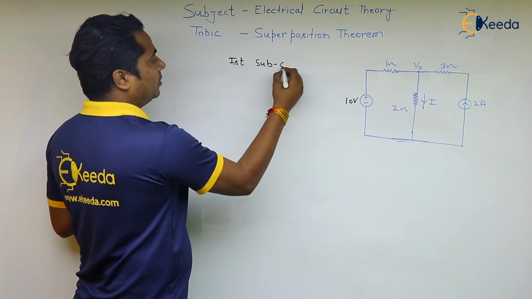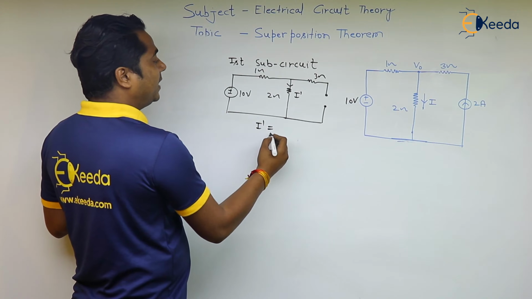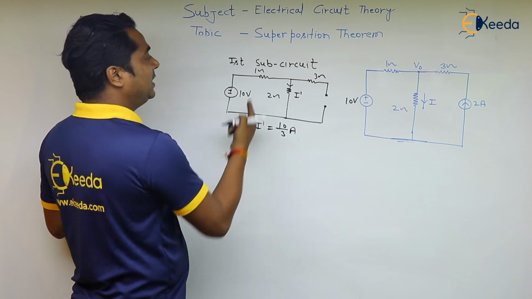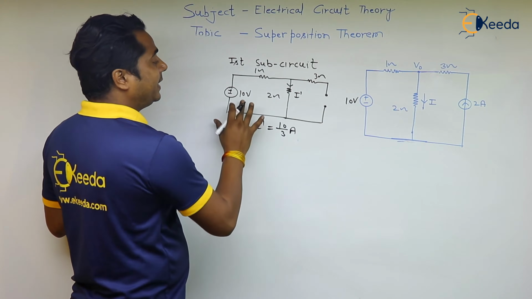Then we have to cut out the other source from this circuit. Here is the 10 volt source, this is 1 ohm, and this is 2 ohm, and this will be your I dash. This is your 3 ohm, and this will be open circuited because this is the current source. And now we can calculate the I dash value from here. I dash will be directly 10 upon 3 ampere. This is the first sub circuit, while we were taking 10 volt.